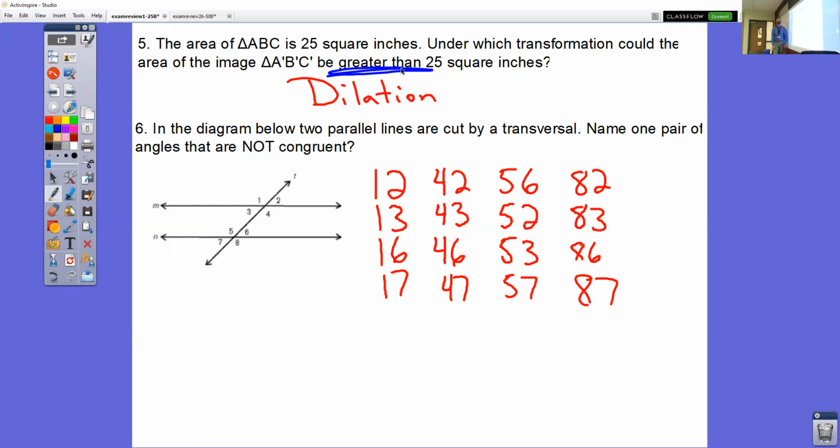In question number 6, there are lots of different possible answers that you could write down. Name one pair of angles that are not congruent. Congruent means equal to. Name one pair of angles that are not the same size. So for example, you could pick 1 and 2. Notice that angle 1 is a big obtuse angle, where angle number 2 is a small little acute angle. Those are different sizes, so they are not equal to each other.